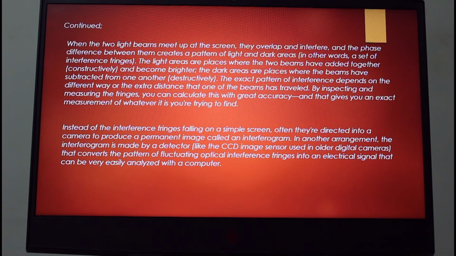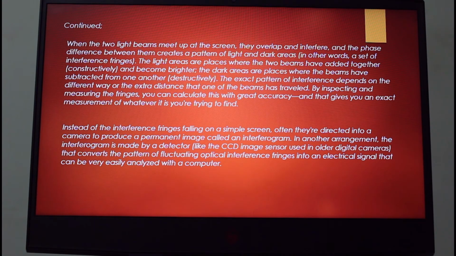The exact pattern of interference depends on the extra distance that one of the beams has traveled. So the distance between the mirror and the laser, that's what is mentioned here. By inspecting and measuring the fringes, you can calculate with great accuracy and get an exact measurement of whatever you're trying to find out. So that's it. Instead of interference fringes falling on a simple screen, often they're directed into a camera to produce a permanent image called an interferogram.